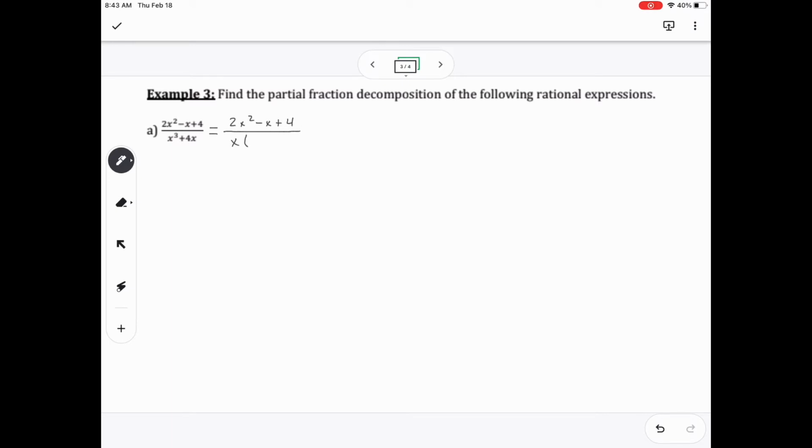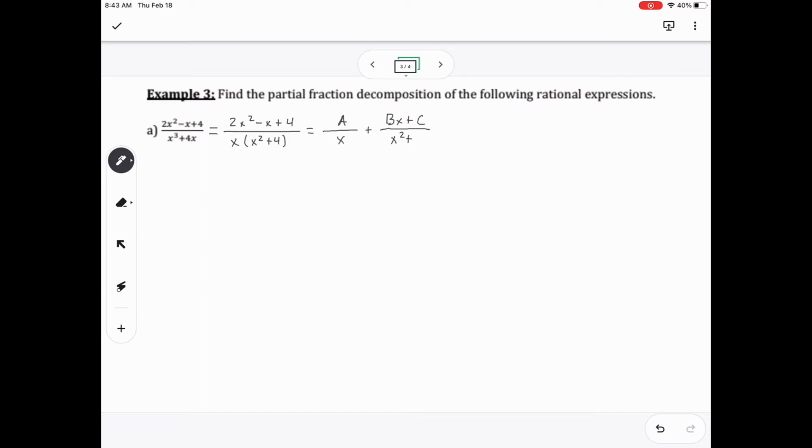So first we want to factor, so in this case we will be able to take out the x. That gets us x times x squared plus 4. Now because you have a quadratic factor, the numerator for that one will be a little different. So I have the A over the x like I normally do, but here because it's squared, you're going to have a linear numerator in the top.